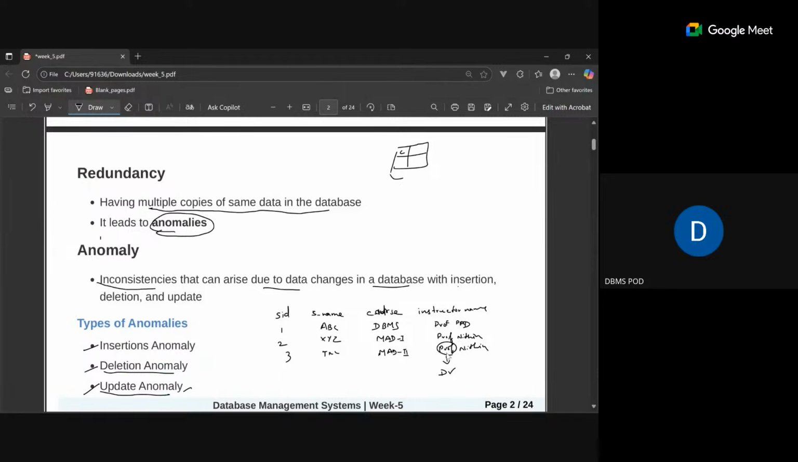If you forget to update the second row, in one place it will show Professor Nathan, and in another place it will show Dr. Nathan. This is called an update anomaly. In similar ways, you can check for insertion and deletion also. I hope now you are able to understand what is meant by anomaly, everyone.